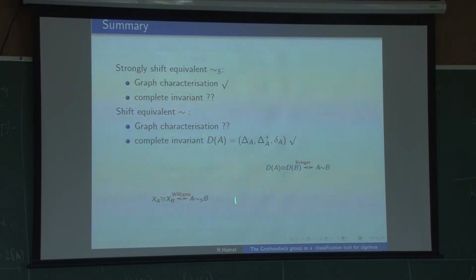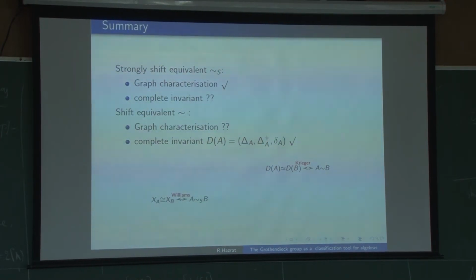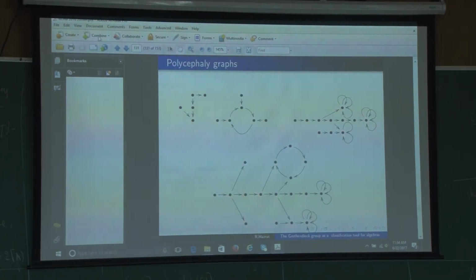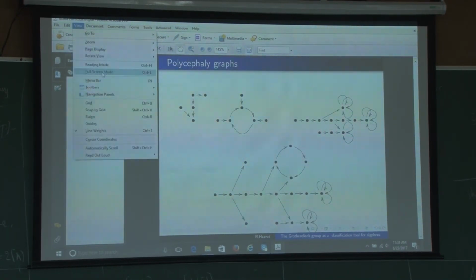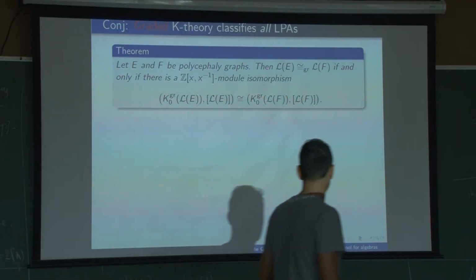So now, can you put more stuff in here? Can you complete this a bit more, put more information in here? And this is where the Leavitt path algebras come in. So I just show you the field diagram. First of all, I want to remind you of this conjecture here.